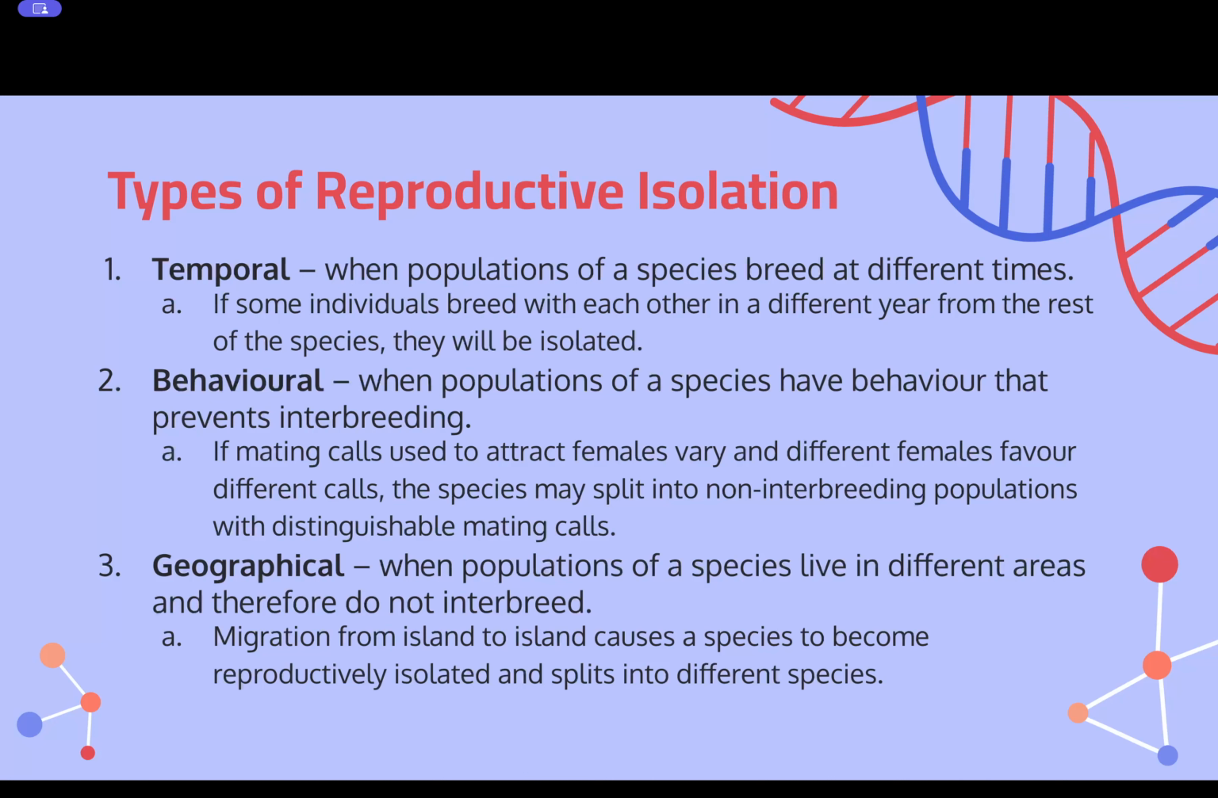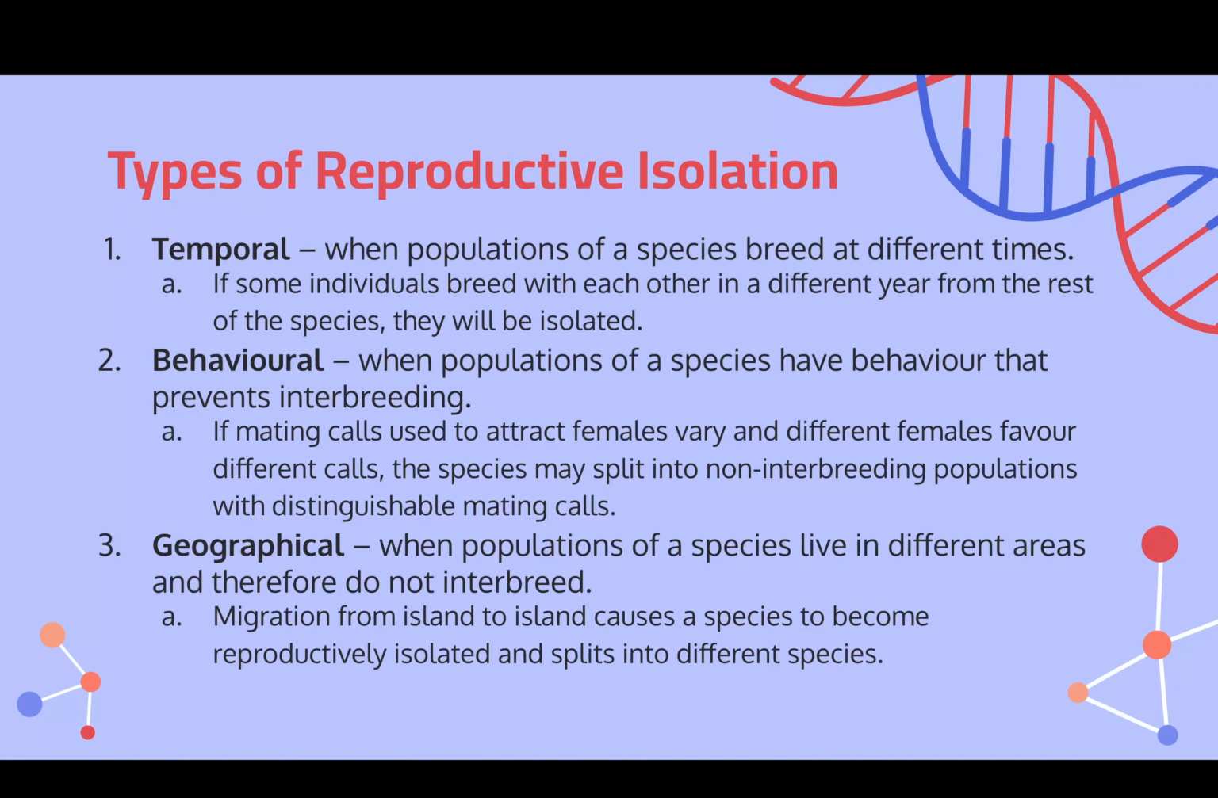Geographical is when populations of a species live in different areas. So it can very well be that due to some migration, and underneath it says from island to island, but even just within an island, if an island has a mountain range and the same species population has been split to either side of the mountain range, they're not going to be able to interbreed for obvious reasons. So that lack of interbreeding between them splits their gene pools, and therefore it splits them into different species.